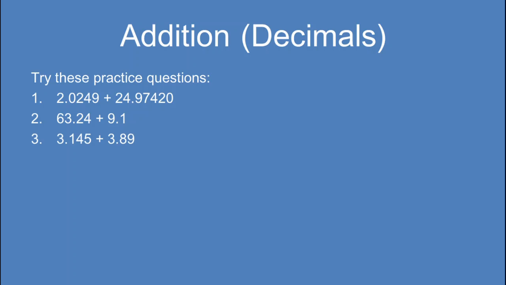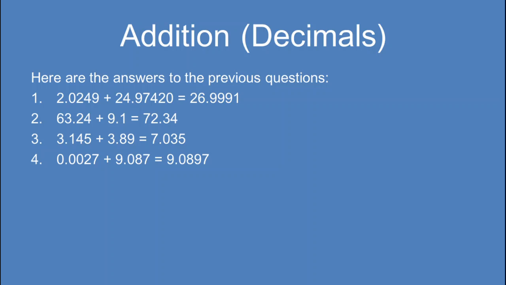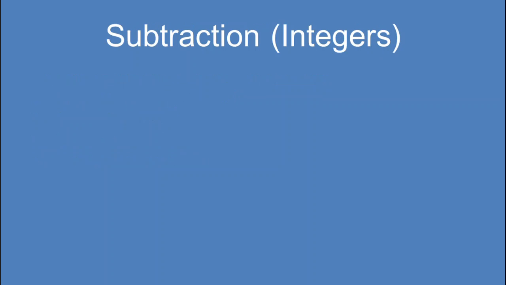Question 3, 3.145 plus 3.89. Question 4, 0.0027 plus 9.087. Here are the answers. Question 1, 26.9991. Question 2, 72.34. Question 3, 7.035. Question 4, 9.0897. Now let's look at subtraction with integers.